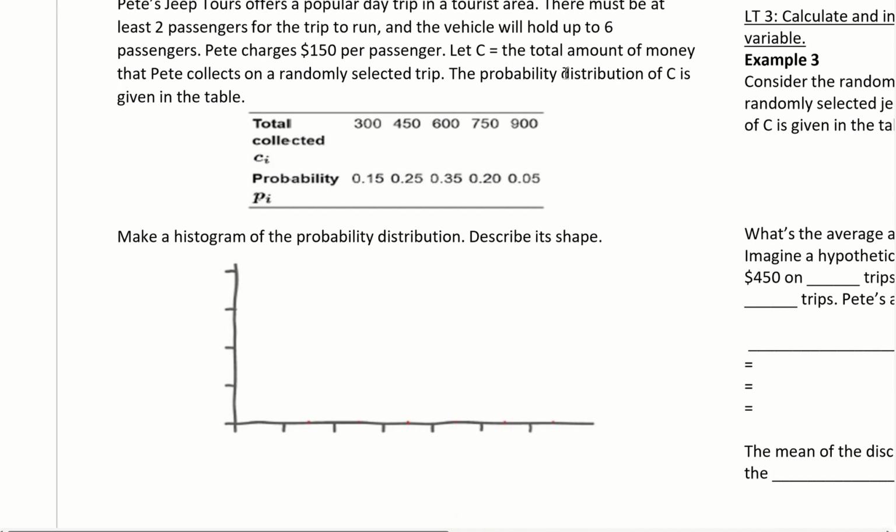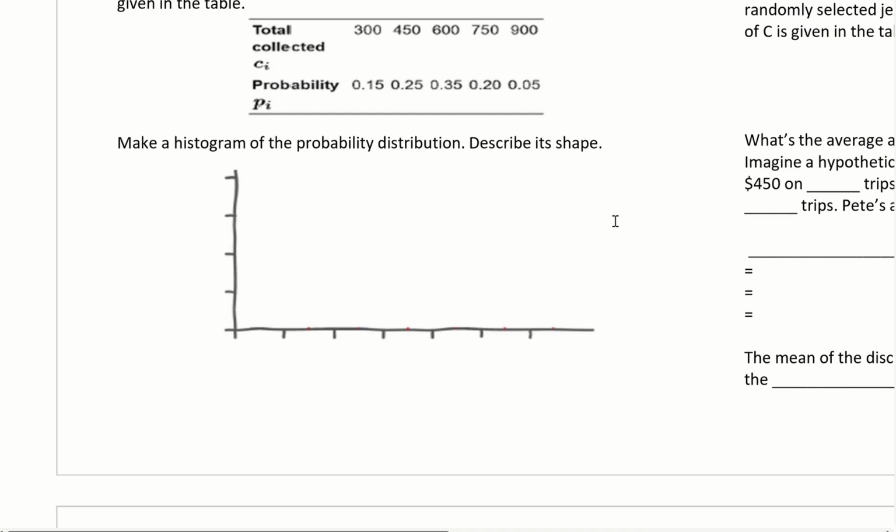Let C equal the total amount. So this is the random variable here, capital C, the total amount of money that Pete collects on a randomly selected trip. The probability distribution of C is given below. We're going to make a histogram, so that's all we're going to do here. And then we're going to describe the shape. In this case, the x-axis is the random variable C, so C equals the money collected.